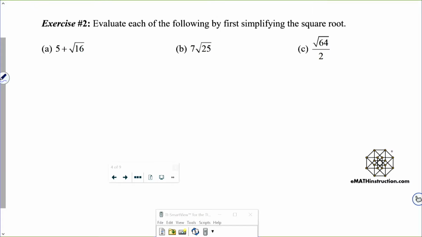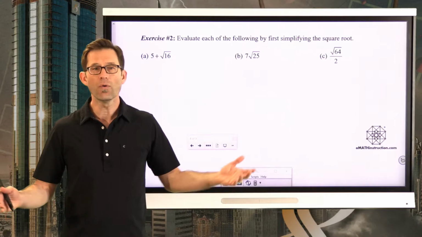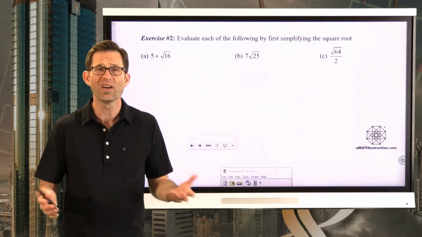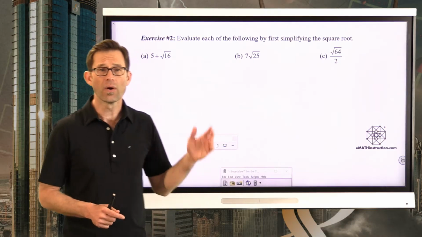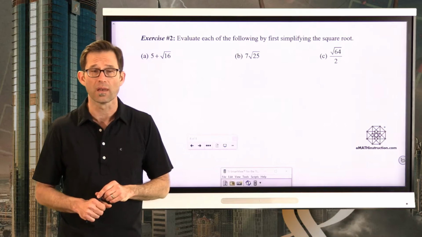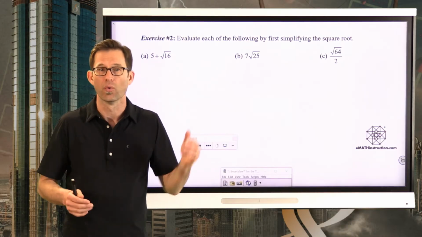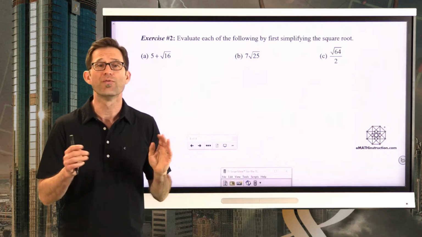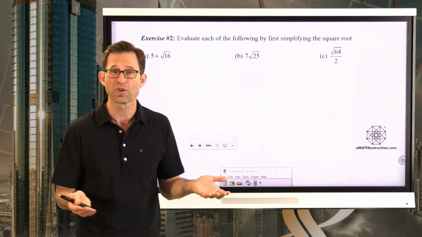Evaluate each of the following by first simplifying the square root. All right, so far all you've done with square roots is basically given me their values, but you haven't done anything with those values. Here, on the other hand, in letter A, I have 5 plus the square root of 16. Well, what is that equal to? What is its value? That's what evaluate means. It means to find the value of a mathematical expression.